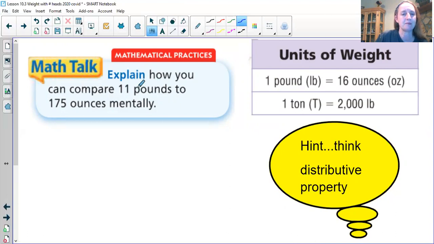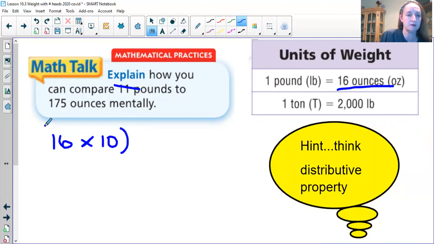So if it says 11 pounds or 175 ounces, I think I'm going to take this 11 pounds and I'm going to convert it into only ounces. So let's see what I know. I know I have 16 ounces here as 1 pound. So let's go ahead and multiply 16 times 11. Now, if I do my distributive property and I want to break apart 11, I would break it apart into a 10 and a 1. So I'll do 16 times 10 and 16 times, you should have said 1. The reason why is because I'm breaking apart this 11 into a 10 and a 1.